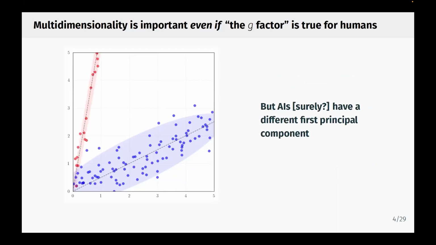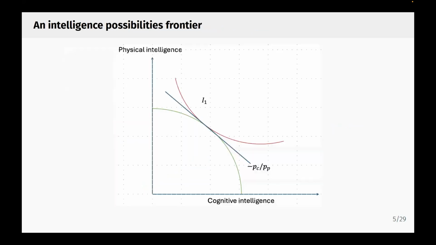That might be true, but we still think multidimensional intelligence is important. If you think about your casual usage of models, and some of the studies we have, like Dell'Acqua et al., the Jagged Frontier paper, it seems that models have a different first principal component than humans do. So the two lines are not the same. And that's what we're going to push forward in this project.